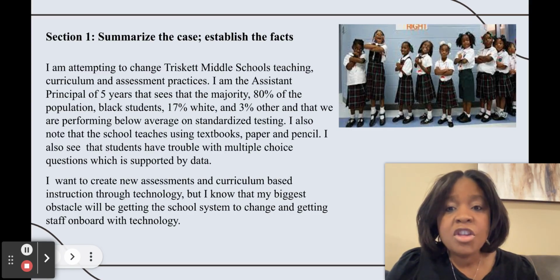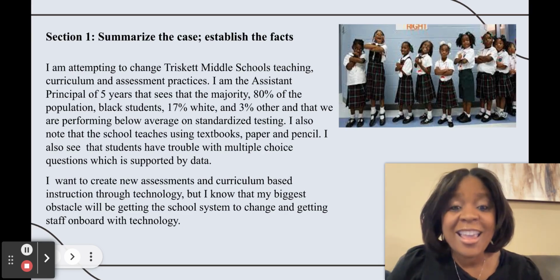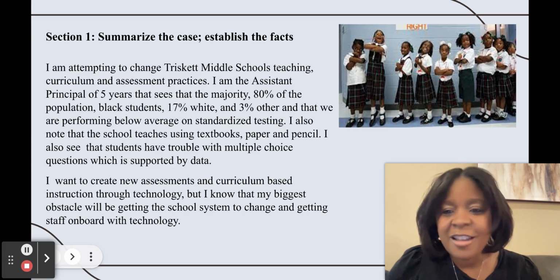I am attempting to change Triscuit Middle School's teaching, curriculum, and assessment practices. I am the assistant principal of 5 years and I see that the majority, 80% of the population, are Black students, 17% white, and 3% other, and that we are performing below average on standardized testing. I also note that the school teaches using textbook, paper, and pencil. I also see that students have trouble with multiple choice questions, which is supported by data. I want to create new assessments and curriculum-based instruction through technology, but I know that my biggest obstacle will be getting the school system to change and getting staff on board with our technology.